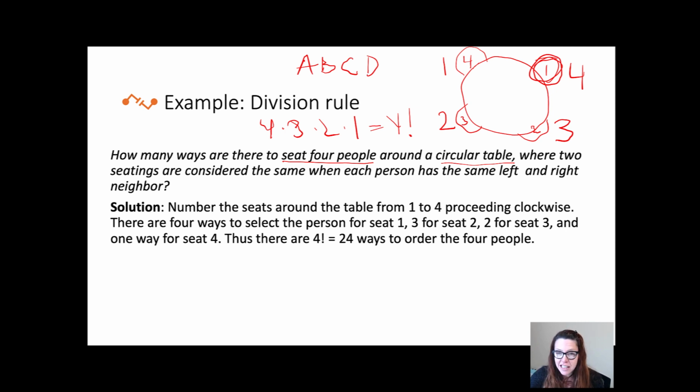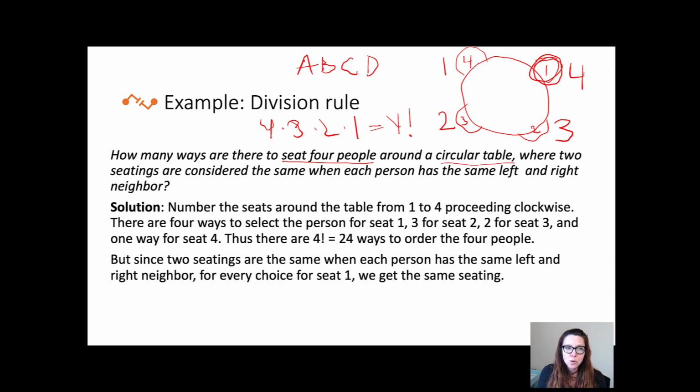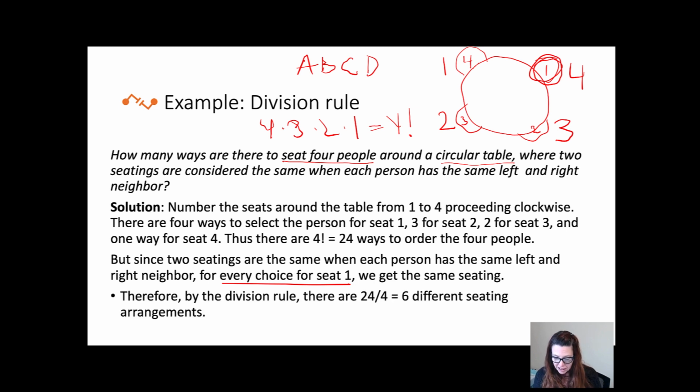Great answer. Essentially, what happens is, no matter how I choose that seat one, I'm getting an overcounting because they're all kind of the same. You're just shifted a little bit, right? And so since two seatings are the same when each person has the same person on the left and the right, for every choice for seat one we basically get the same cluster of seatings. We're always coming back to that same mapping, and so we get the same seating. And so we have to actually divide by four. There are 24, 4 factorial over 4, as I think Kuhn said, or 6 different arrangements.